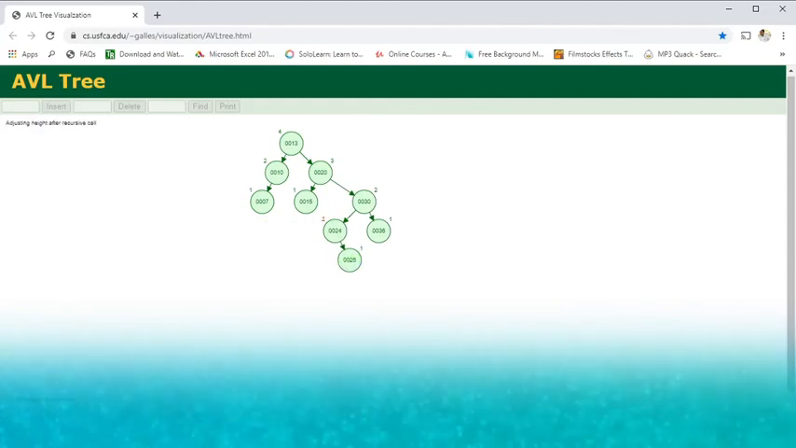Now check the balancing factor. For 24, 0 minus 1, minus 1. For 30 we have 2, we have 1. 2 minus 1, we get 1. Now come here, 1, and go for the deepest one. Here left side we have 1, right side 1, 2, 3. So 1 minus 3, we get minus 2.